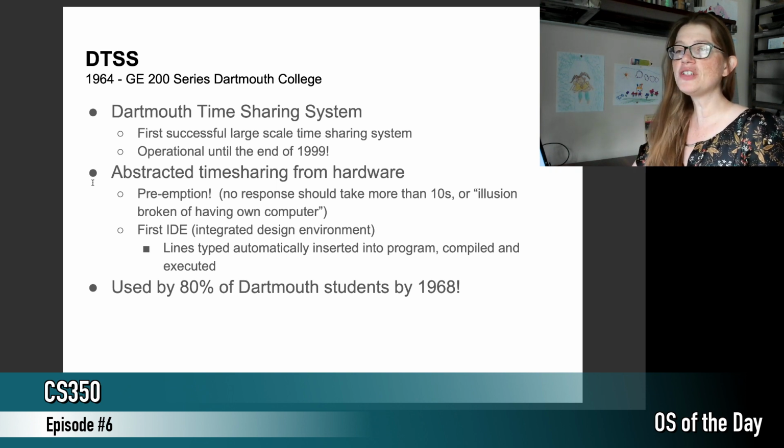Instead of just creating an operating system that'll be used by just a few select individuals in the industry, why don't we write an operating system that could be used by everybody? And in fact, they went out with the goal of having as many people at the university as possible use DTSS through their different programs. So by 1968, so in just 4 years, they say that 80% of the students at Dartmouth were actually using DTSS for something.